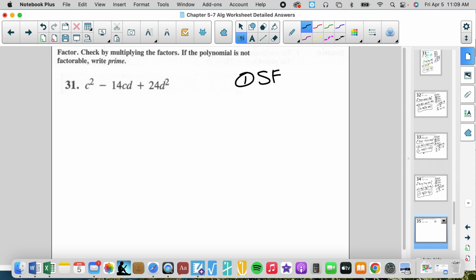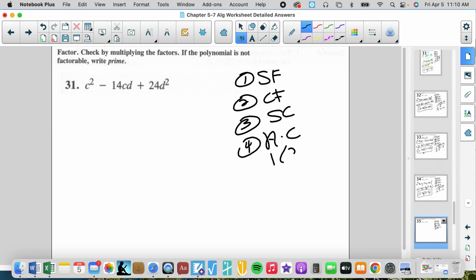Standard form, yes. Common factor, no. Special case, no. A times C, yes. 1 and 24.